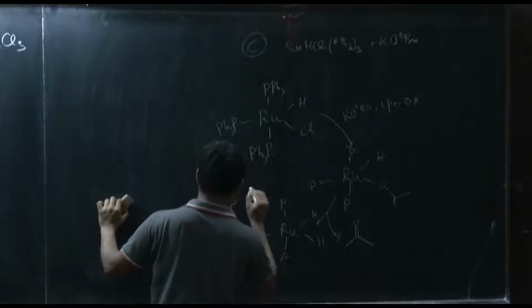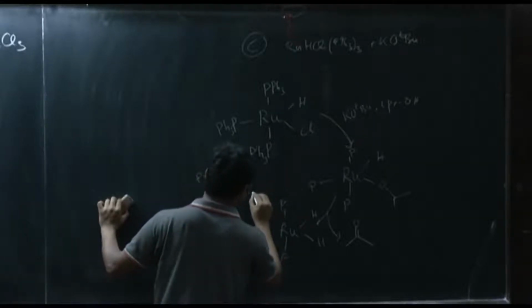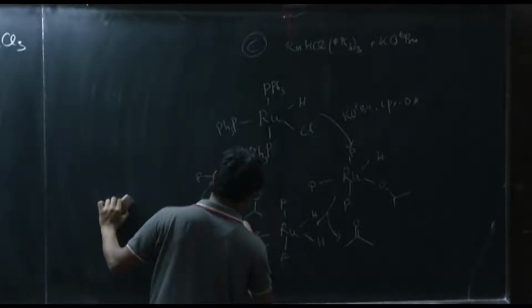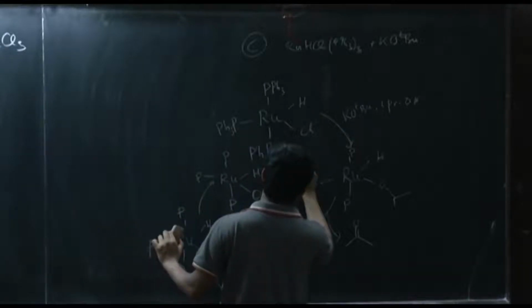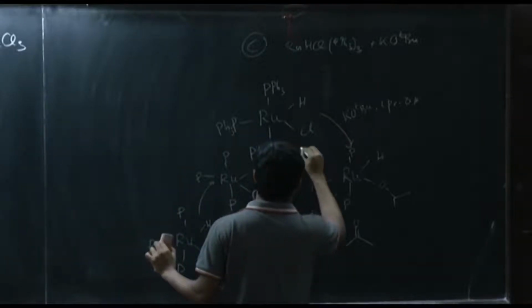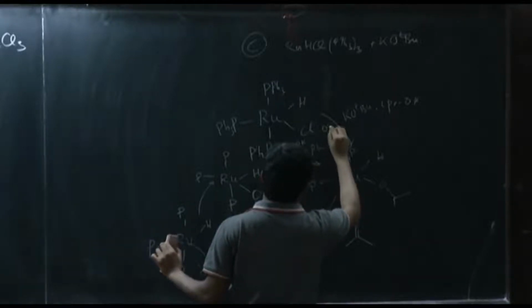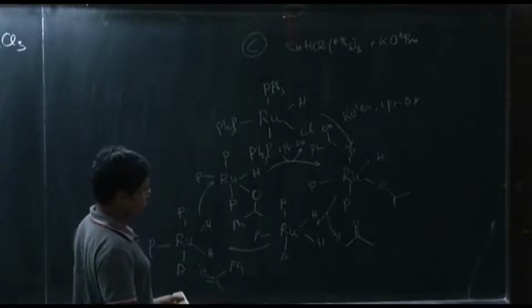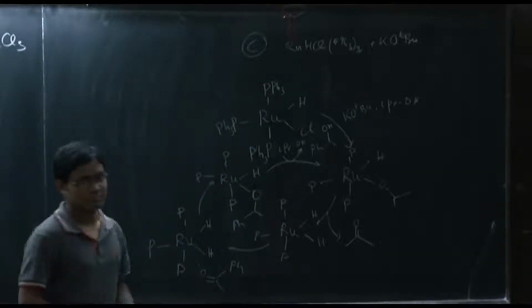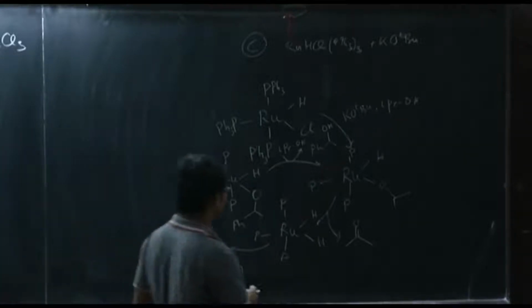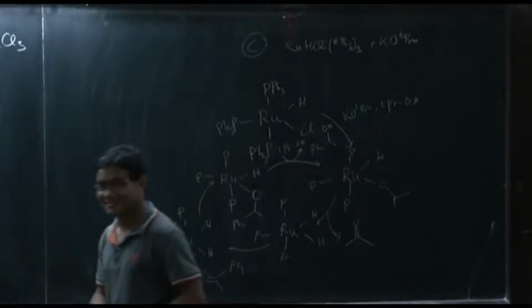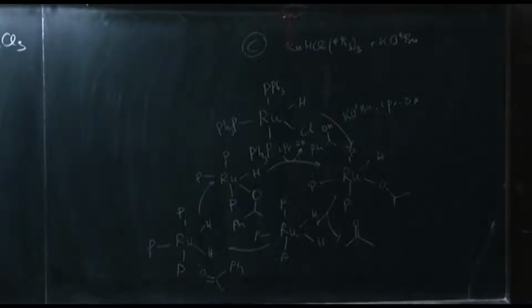But why do you need to activate isopropanol? Yes. Okay. Now, what ligands do you have bound to the ruthenium? One is an NH2, phosphine. So we have the NH2, we have the pyridine N, we have the carbanion, the aryl anion, we have the phosphine, we have the phosphine. That's it?